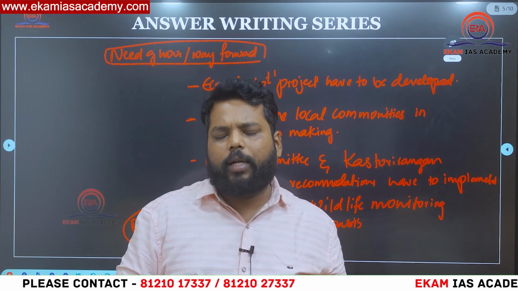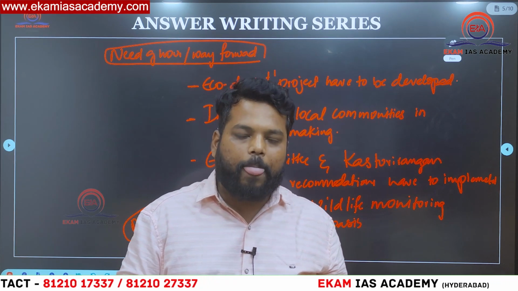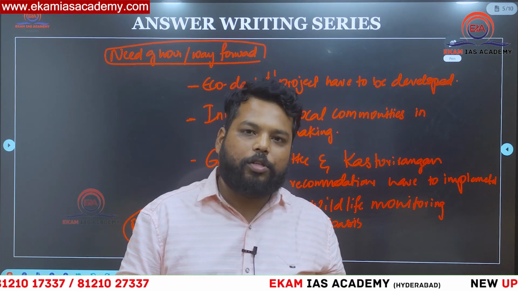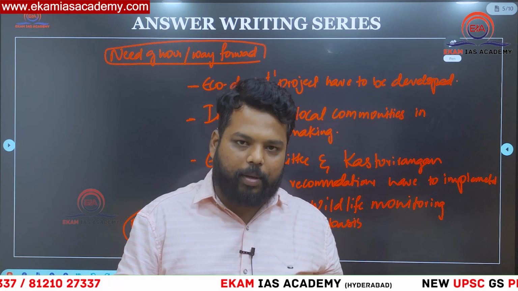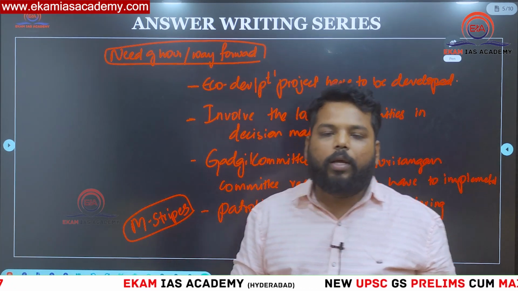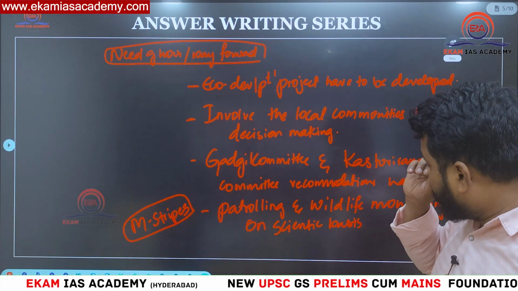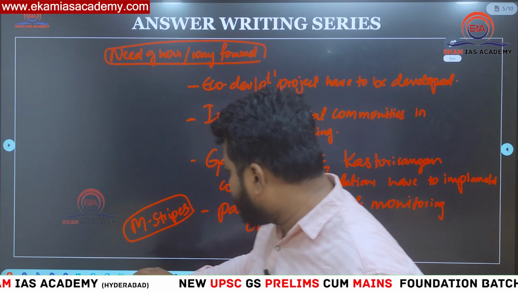Earlier, to monitor these tigers, we used the pug mark method. But later on, it shifted to GPS methods. So if we follow a scientific approach, that would be more effective. Okay. So what more can be done?